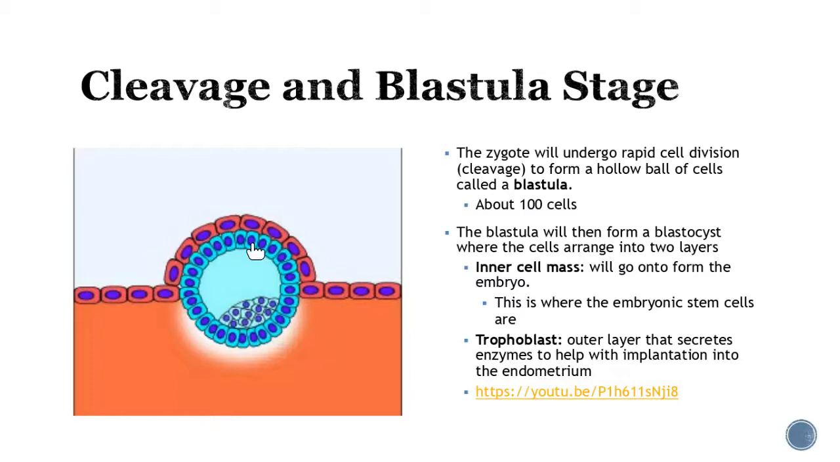It's going to have two cell layers. It's going to have the outer layer, which is called the trophoblast, and these are going to help with implantation into the endometrium. It's also going to have this little group of cells right here called the inner cell mass, and this is what's going to go on to form the entire embryo.